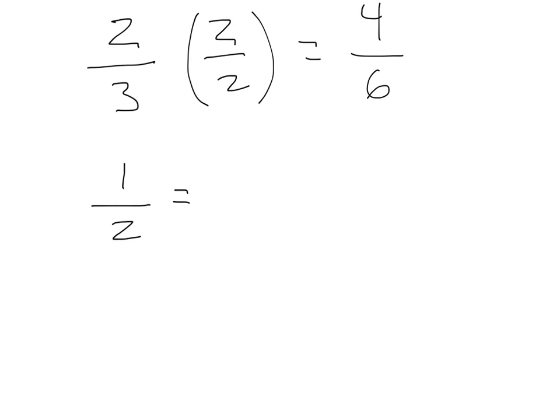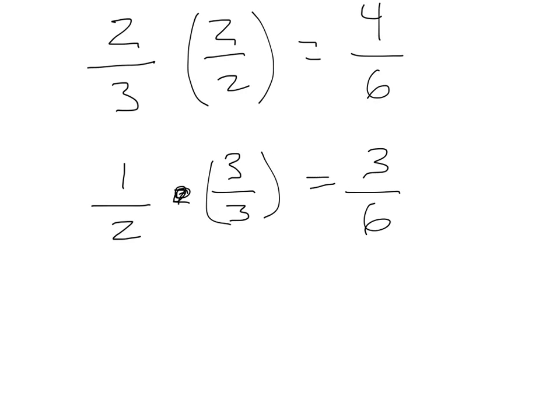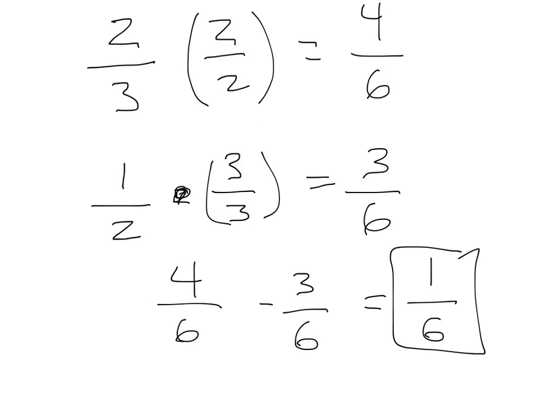I'm going to do the same thing with the other fraction, the 1/2, except this time I need to get the denominator to be 6, so I'm going to multiply it by 3 over 3, which of course is 1. And now we have 4 over 6 is 2/3, and 3 over 6 is 1/2. And now we can do our subtraction of fractions. So we have 4 over 6 minus 3 over 6, which will give us our final answer of 1 over 6.